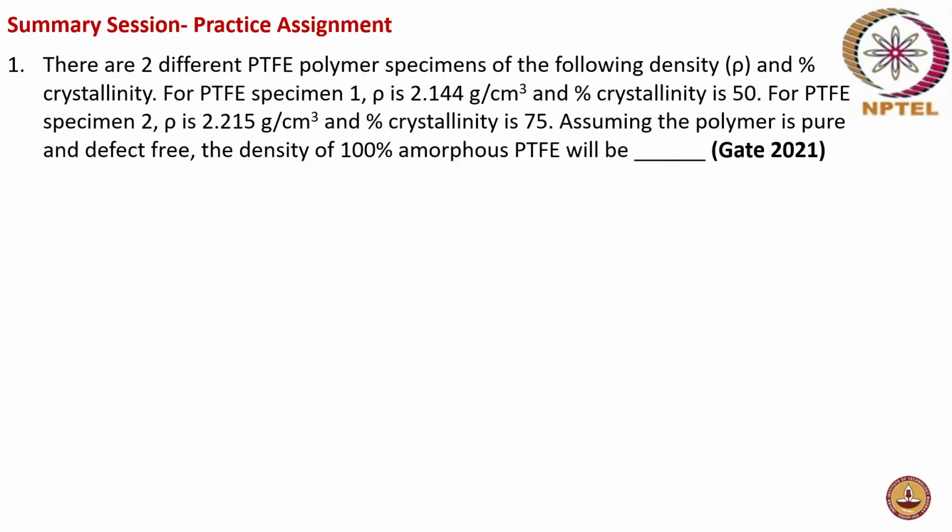Now let's go through the first question. There are two different PTFE polymer specimens of the following density and percentage crystallinity. For PTFE specimen 1, the density is 2.144 gram per centimeter cube and percentage crystallinity is 50%. And for specimen 2, the density is 2.215 and crystallinity is 75%. Assuming the polymer is pure and defect free, the density of 100% amorphous PTFE will be? How to go about it?